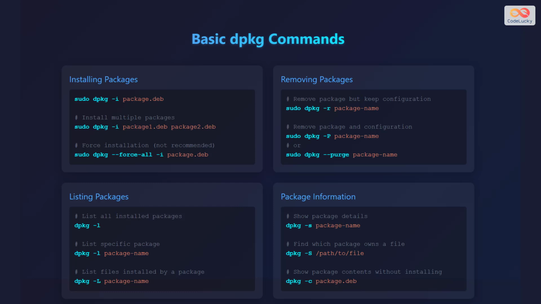To show the contents of a package without installing it, use the command dpkg followed by the package name with the .deb extension.